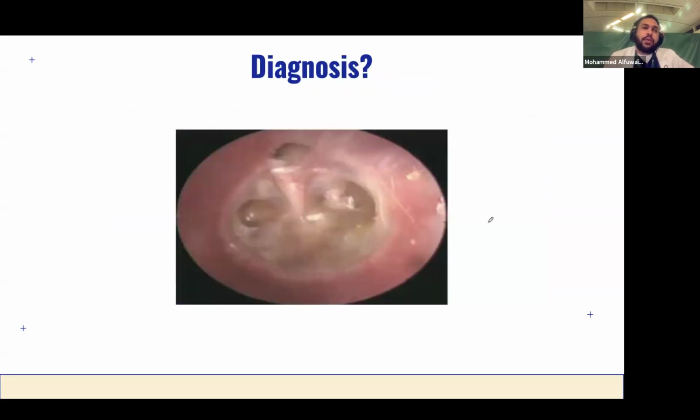Now we have this. We have a bulging tympanic membrane with no erythema. It's not red. It's a normal color, but you see bulging points. So this tells you there's effusion. This is what we call otitis media with effusion. How do we treat it? Tympanostomy tube. Otitis media with effusion.